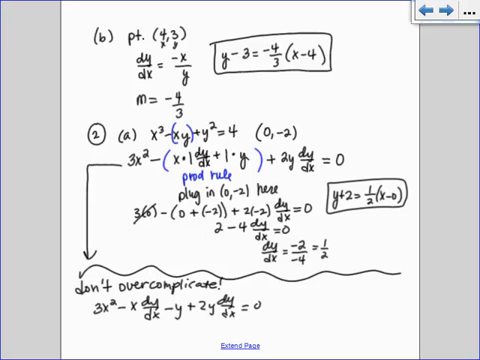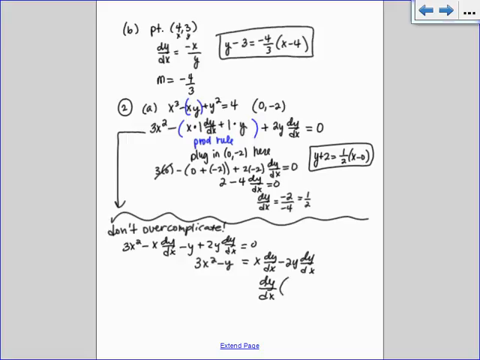So they try to maybe add the x dy over dx over and subtract the 2y dy over dx over. And then you get 3x squared minus y. And then you can factor out. So see how you can pull out the dy over dx, which you will have to do if you don't have a point. You'll have to do something like that. So you pull out a dy over dx, and then you have x minus 2y.